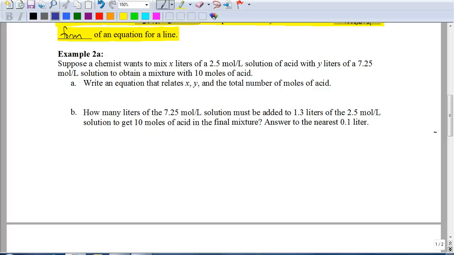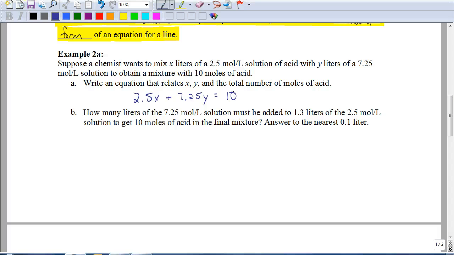The way we'd set that up is, X represents our first container, that's got 2.5 moles per liter solution. And Y represents the other container, that's 7.25 moles per liter of solution. And we're going to have a total of 10 moles of acid. So there's your equation in standard form.